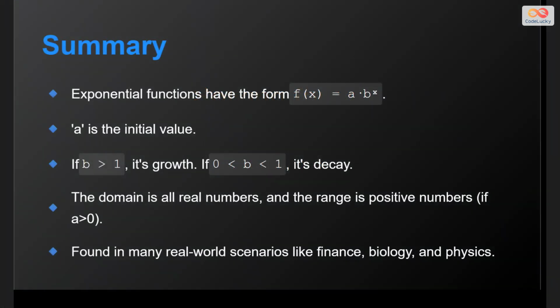To wrap up, exponential functions are defined by the formula f of x equals a times b to the x power. The term a gives us the initial value. When the base b is greater than 1, we have growth. When it's between 0 and 1, we have decay. The function's domain covers all real numbers, and its range is typically all positive numbers. These functions are incredibly useful for describing and predicting phenomena in finance, biology, and many other fields.